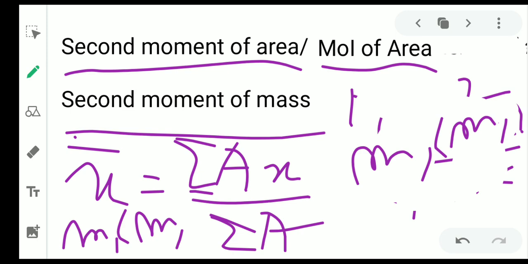Okay, clear? Next, the unit of moment of inertia of area. In all these videos we will be calculating moment of inertia of area, so you should remember the unit for moment of inertia of area. What is the unit of moment of inertia of area? I will tell you how to calculate the second moment of inertia.